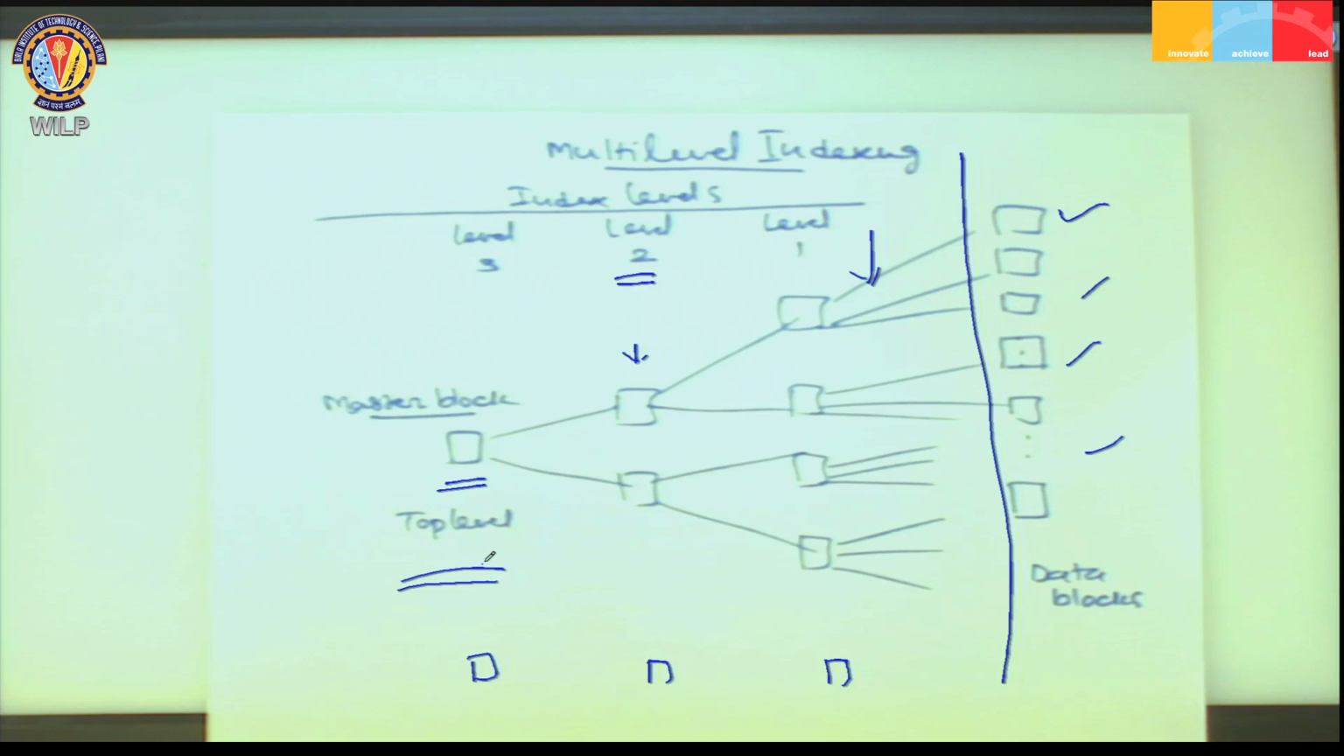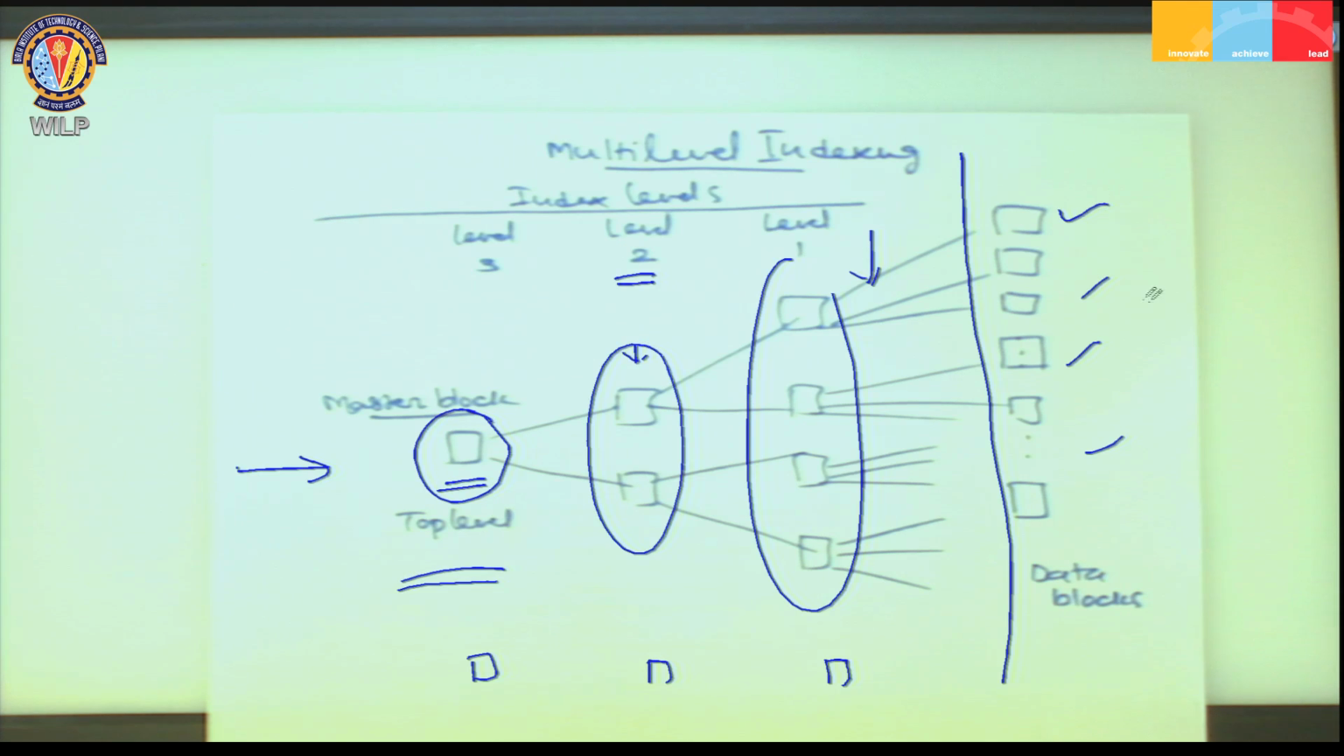Whenever we are making an insertion or a search for a given record, the search always starts from the master block. We have only one block at the top level, and hence it can be viewed as a tree. It is called multi-level indexing, and this is the root of the tree, this is the first level of the tree, this is the second level, and so on.